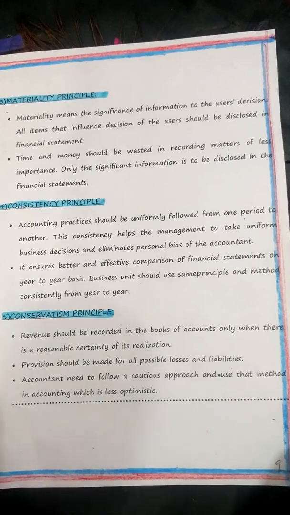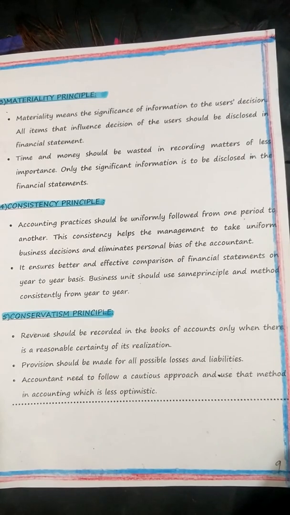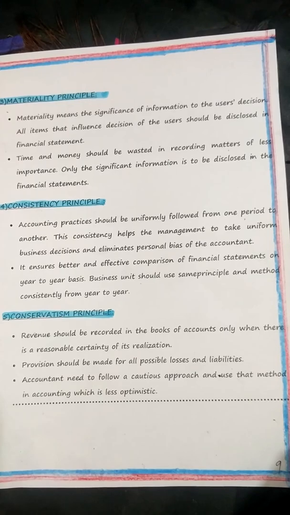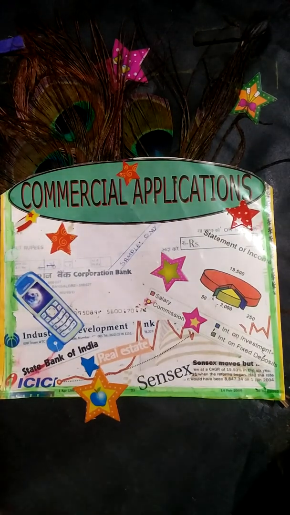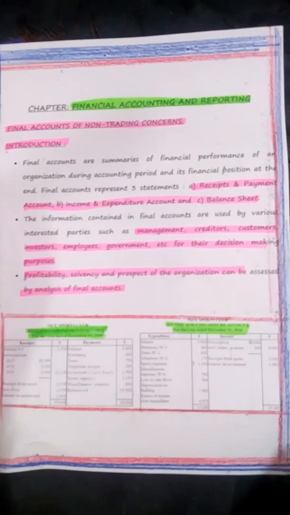This is very important. There are 5 principles you have studied, children. What are the 5 principles you have already gone through? Historical cost method. Then we have seen matching principle, materiality principle, consistency, and conservatism. So we'll move on to the next concept, financial accounting and reporting of non-trading concerns.